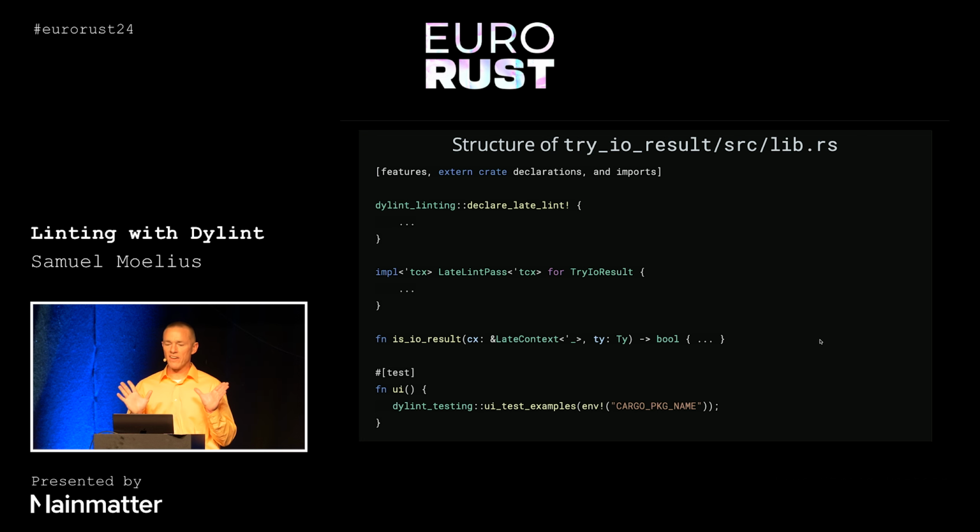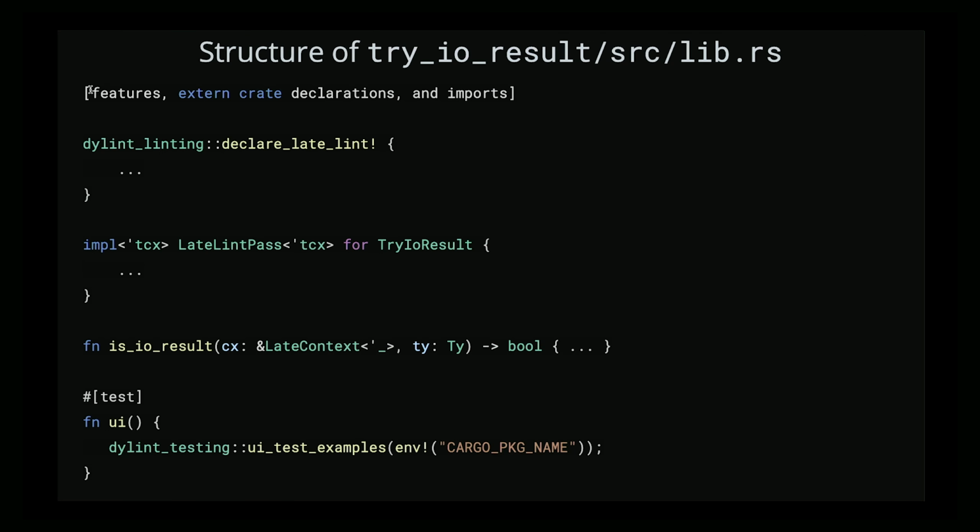So there are 5 major components to this file, and they are the following. At the top are some Rust features, extern crate declarations, and imports. Then there's an application of this declare late lint macro. After that, there is an implementation of this late lint pass trait. Then there is a definition of this utility function is EuroRust. And then finally, there is a test.